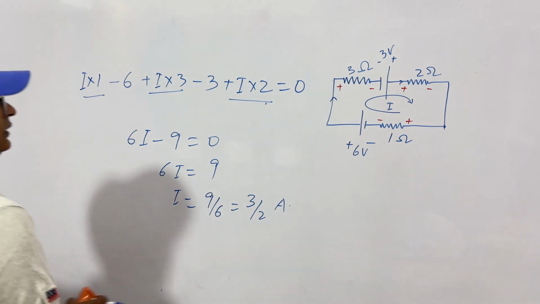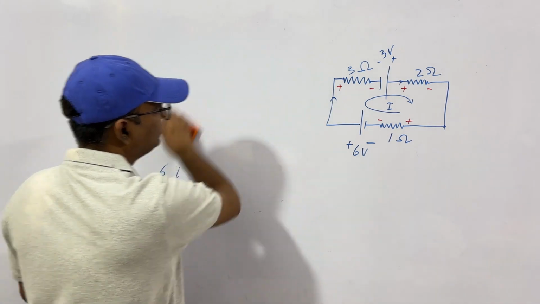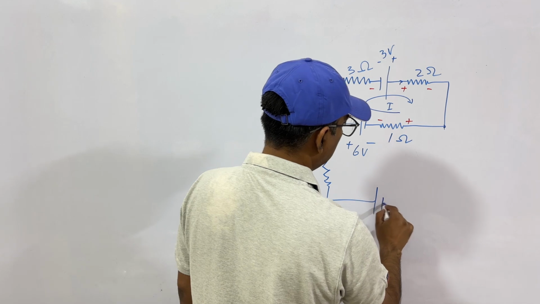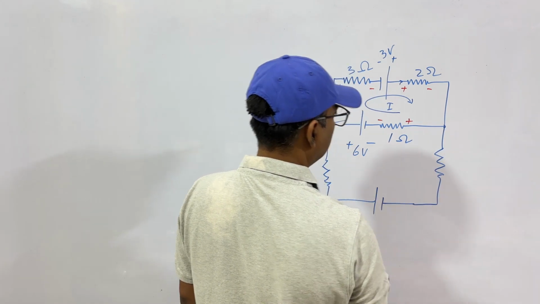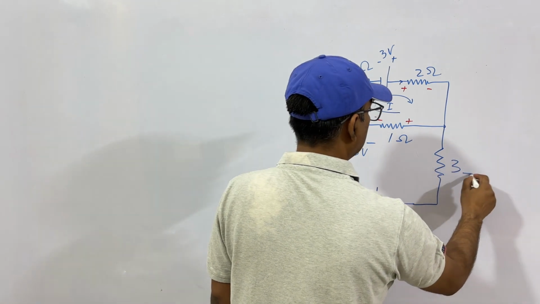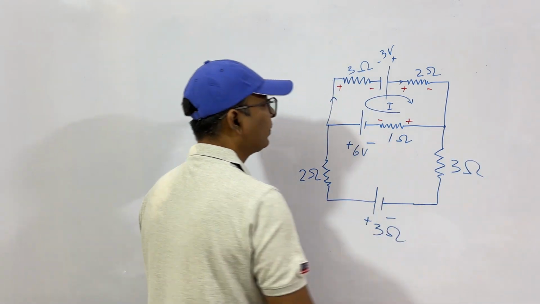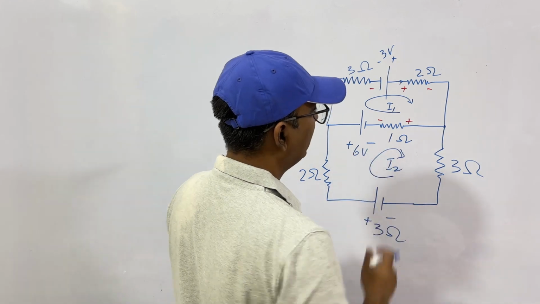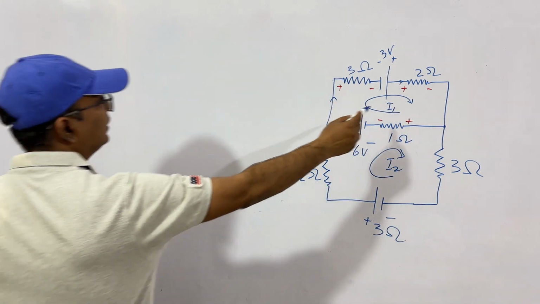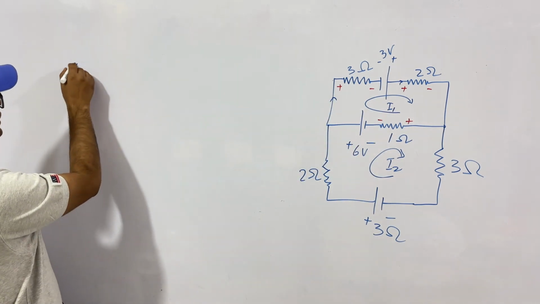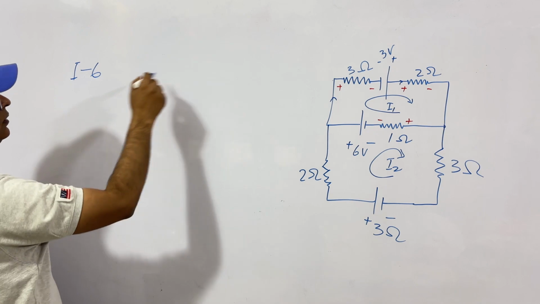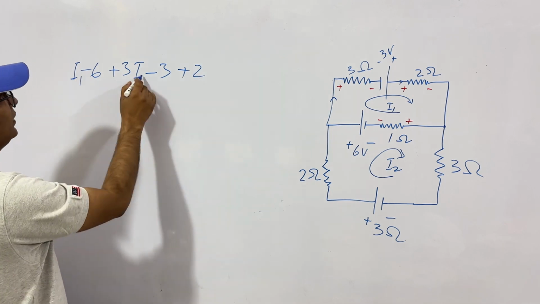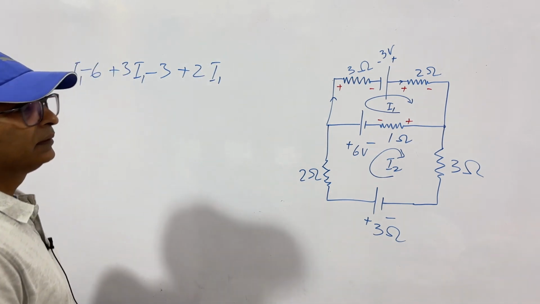Okay, now let's solve another example. Let's put another loop here. Okay, let this be 2 ohms, this be 3 ohms, and this be 3 ohms. So I told you, we'll take two loops, different loops. This is I1 and this is I2. Okay, and we'll take the equations. So this first loop, it is I into 1 minus 6, then plus 3I minus 3 plus 2I1, equal to 0.